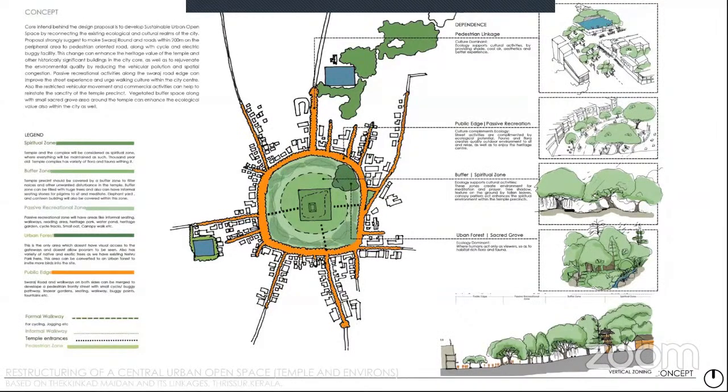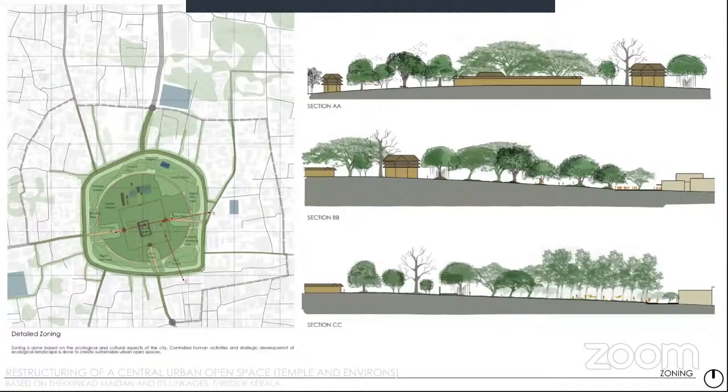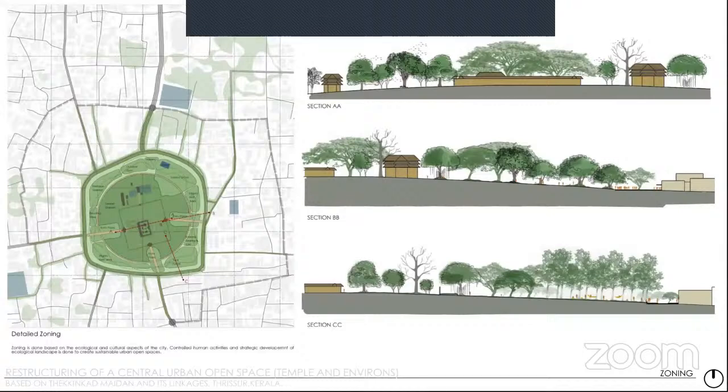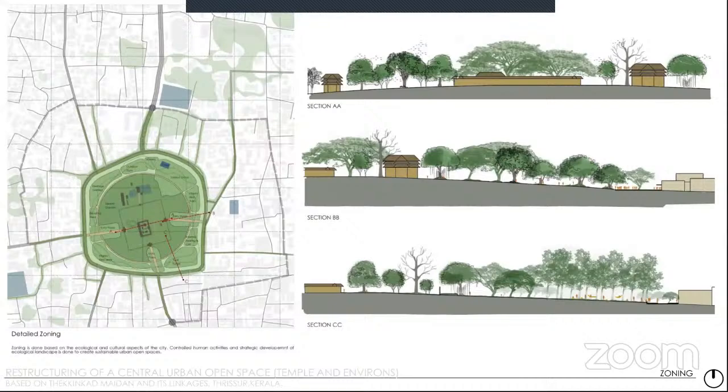Detailed zoning is shown here. Also, the sections explain the variation in human interference and vegetation as we move towards the public realm. This is the master plan.